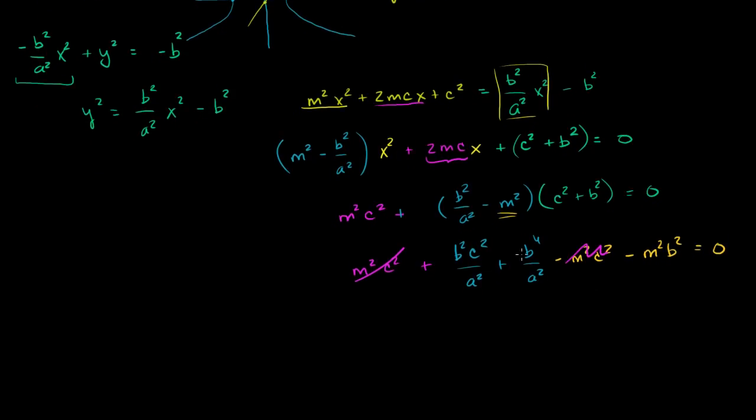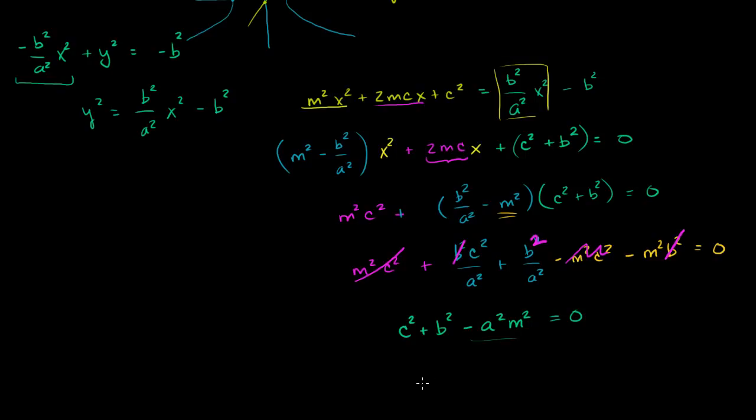Now, every term here is divisible by b squared. So let's divide every term by b squared. So this will just become a 1. This will become b to the 2nd power. And then this will just become a 1. And then let's multiply everything by a squared, just so we get rid of the fractions. When you multiply everything by a squared, this term becomes c squared. This term is just b squared. And then we have this negative m squared. Remember, we're multiplying by a squared. So minus a squared m squared is equal to 0.